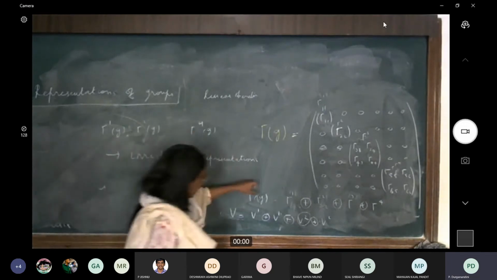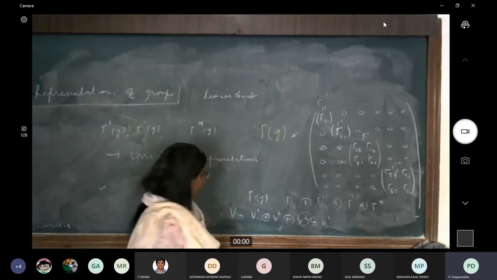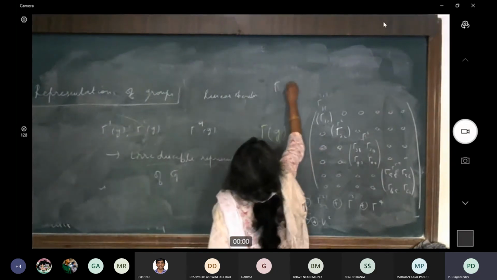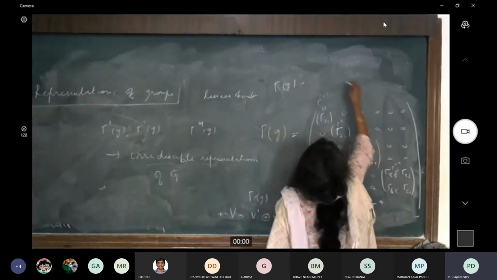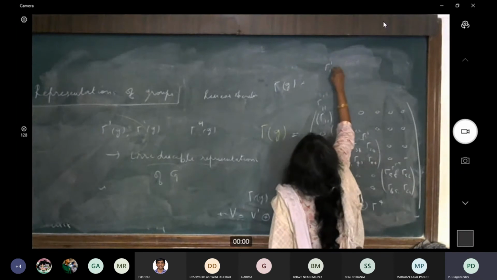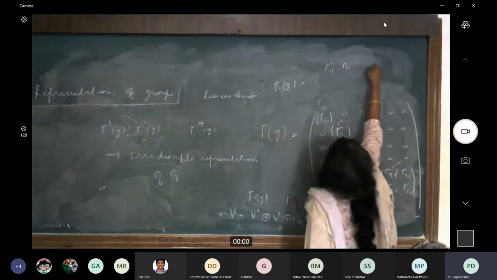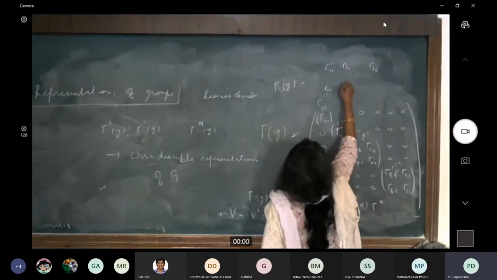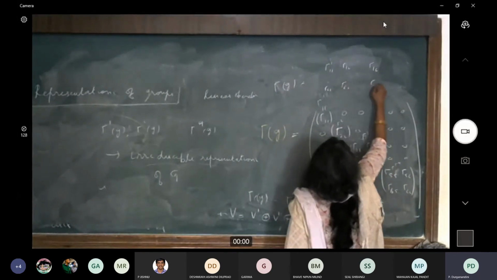Or in other words, you started with a 6-dimensional vector space. So if I started with the most general gamma, where all these were there, gamma 1,1, gamma 1,2, up to gamma 1,6. For this, I'm just taking this example here, gamma 6,1, gamma 6,2, up to gamma 6,6.